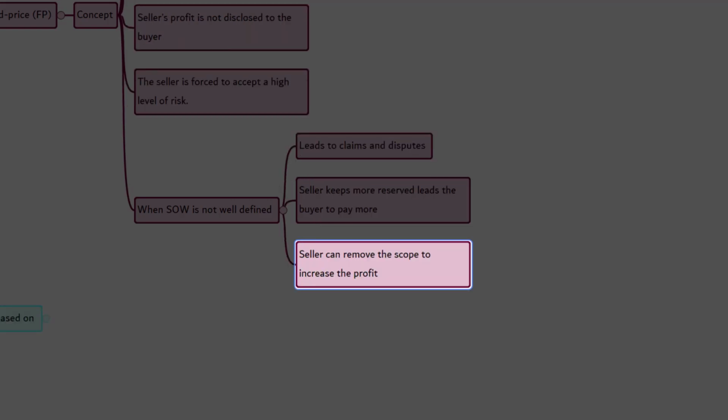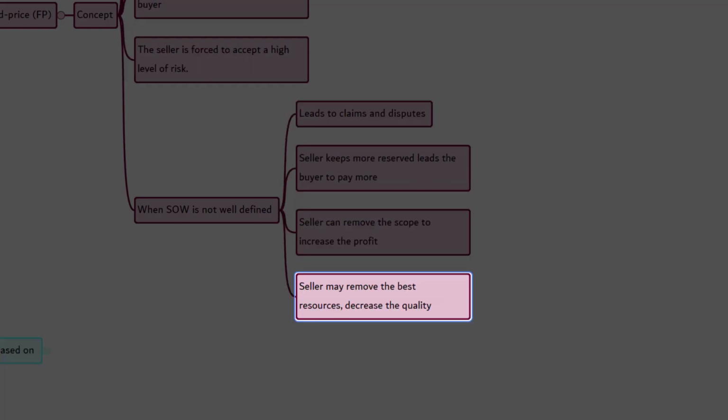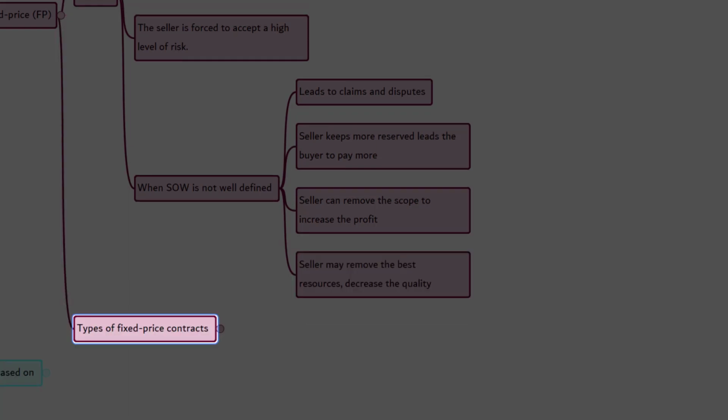When the SOW is not well written, the buyer will not be able to state with confidence whether something is within the scope or outside the scope. On those occasions, the seller easily tries to increase the profit by cutting the scope or claiming that the work the buyer wants is outside the contract and thus requires a change order. If the seller realizes that he will not be able to make profit from the project, then he will remove the best resource from the project and naturally decrease the quality.